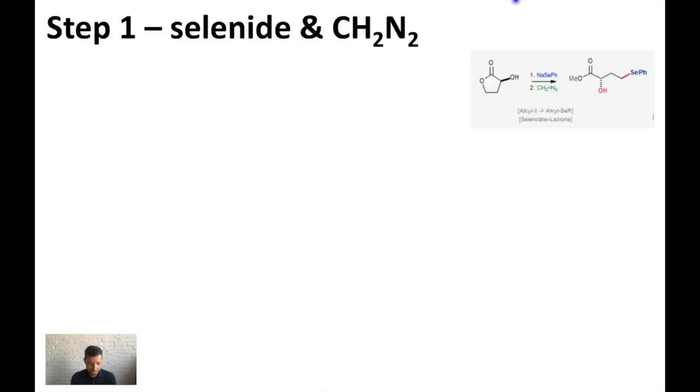The first step, this transformation here, is just a cropped picture of what's on the synthesis. This is a reagent that I've not seen before. It's a selenium anion, a selenide, followed by a reagent I have seen. That's diazomethane, which makes the methyl ester. That's why I chose to start with this step, because I recognize that diazomethane step. It means I had to figure out how this selenium thing works. There's the corrected product, by the way, just to change the stereochemistry. That means the starting material is actually the other enantiomer as well. So I'm going to start with that.